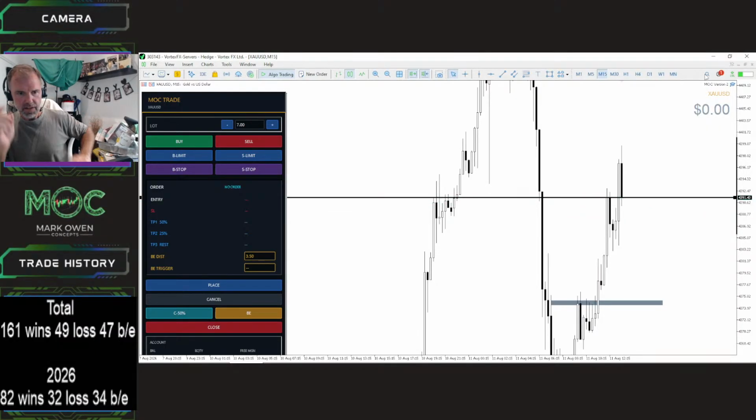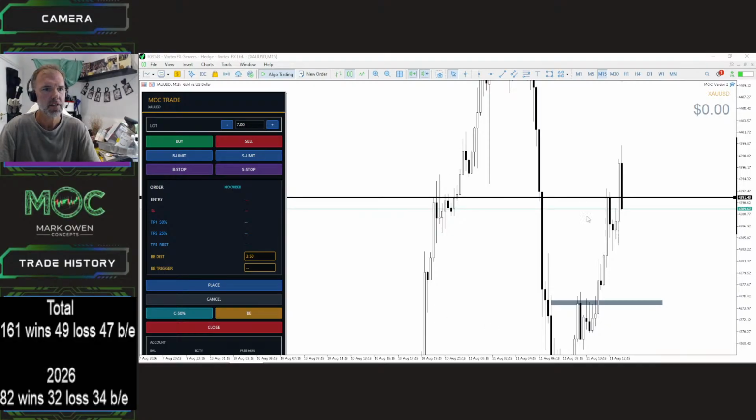Oh, there we go. Okay, so what happened there? Did it hit break even then by the looks of it? Break even, break even. See, that's where the software comes in brilliantly.